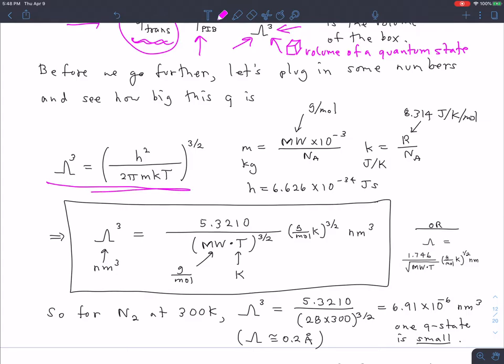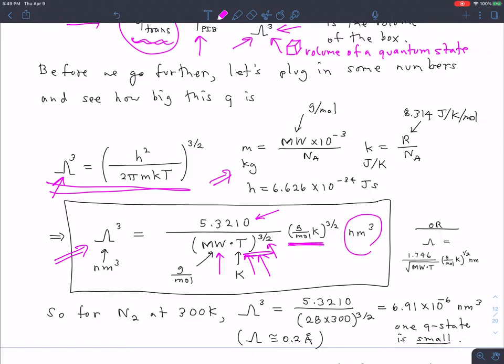First of all, here's the cube of the de Broglie wavelength, so you could call it the de Broglie volume, I guess. I put a bunch of numbers in and played around with units to make it a simpler formula. It's 5.3210 divided by the molecular weight of the molecule in question, times the temperature, to the 3/2 power. All the units down here are going to cancel these units, and so the units you're going to get out are nanometers cubed.